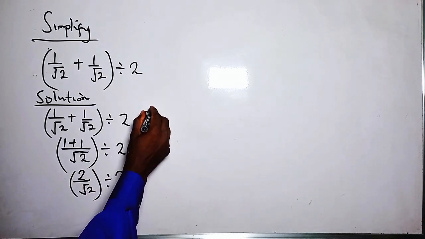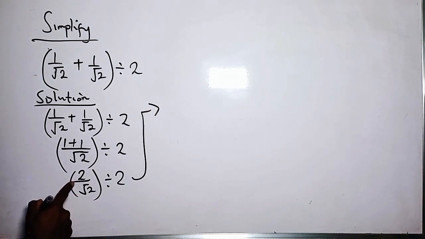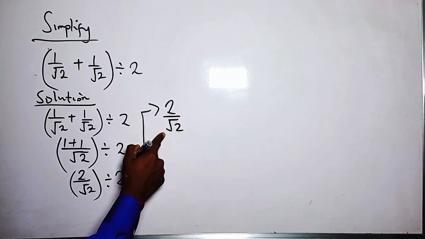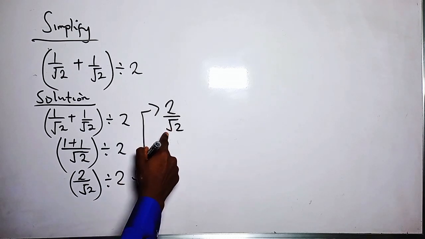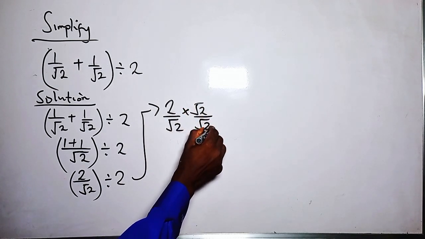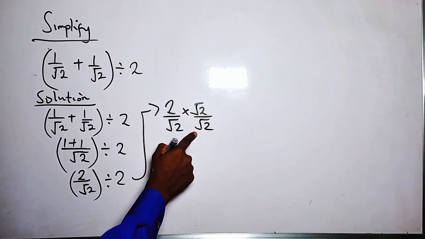So what do we do from here? Let us rationalize this. For us to rationalize 2 over root 2, we have to eliminate this root. And how do we do that? We multiply by root 2, both the numerator and denominator.